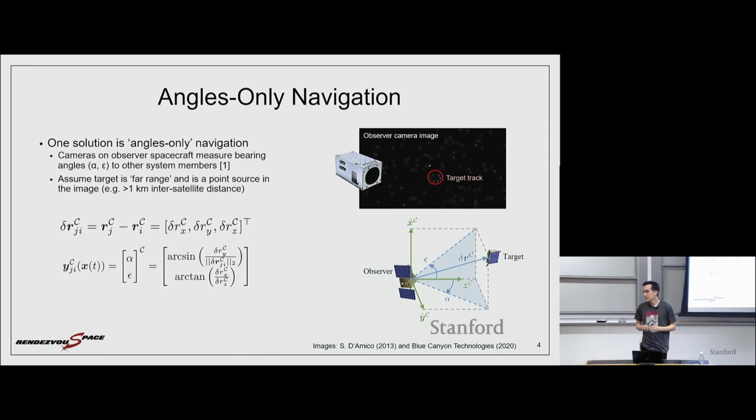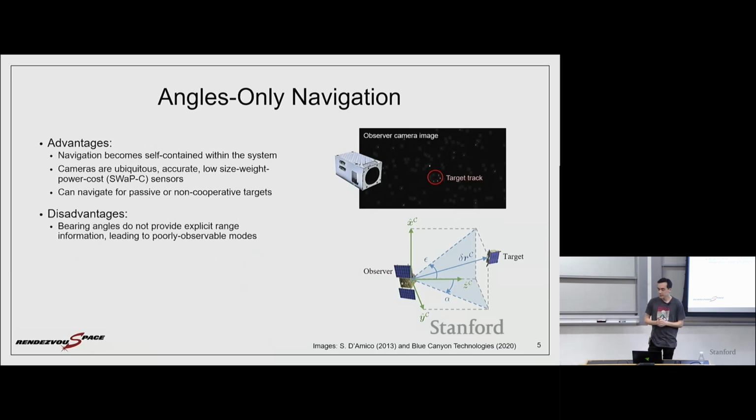I'll go into these formulas a little more at a later point. But a key element of this kind of vision-based system is we are assuming the target is at far range. So it appears as a point source in the image. There's no resolvable features or detail. That threshold depends on the parameters of the system itself, the camera and the size of the objects, but we can say roughly that if you're more than 1 kilometer from your target, you might see it as basically a point source.